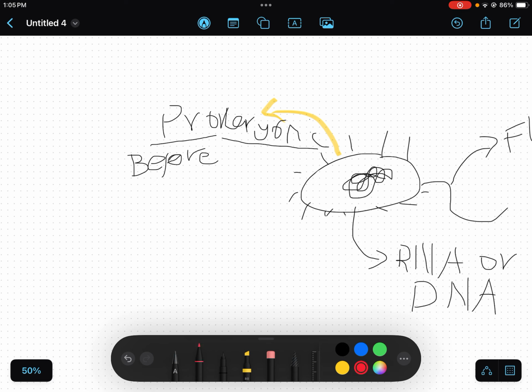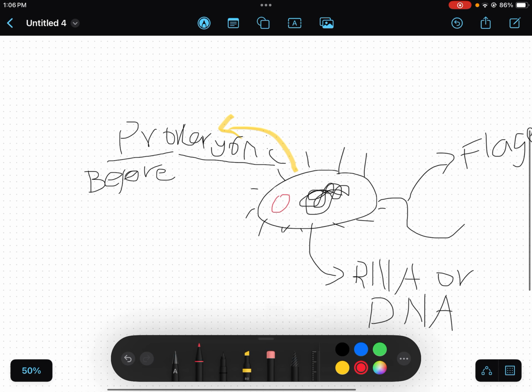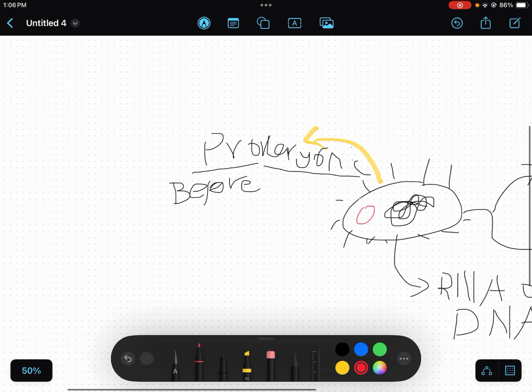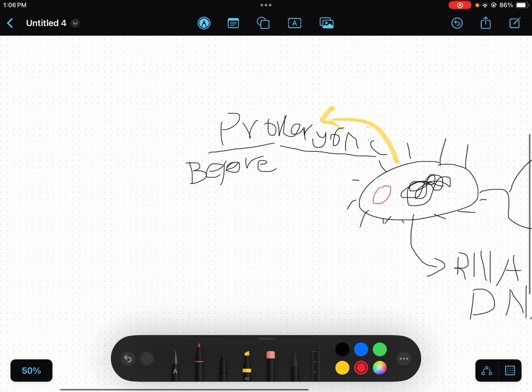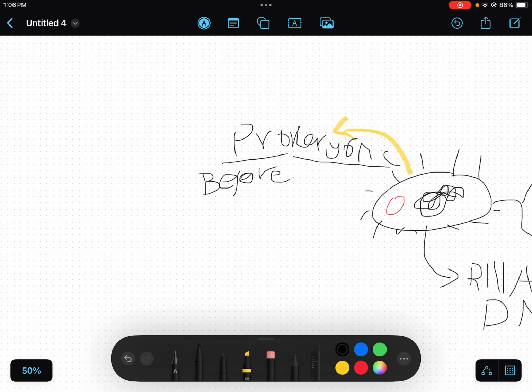I'll make it in red to show how special it is. They have this circular DNA. Okay, so why is this circular DNA so important? Well, this circular DNA is very important because it is able to be shared from one type of bacteria to another, so that all bacteria can be able to survive conditions. Let's say that we had another bacteria in this region. Okay, so we have two bacteria.